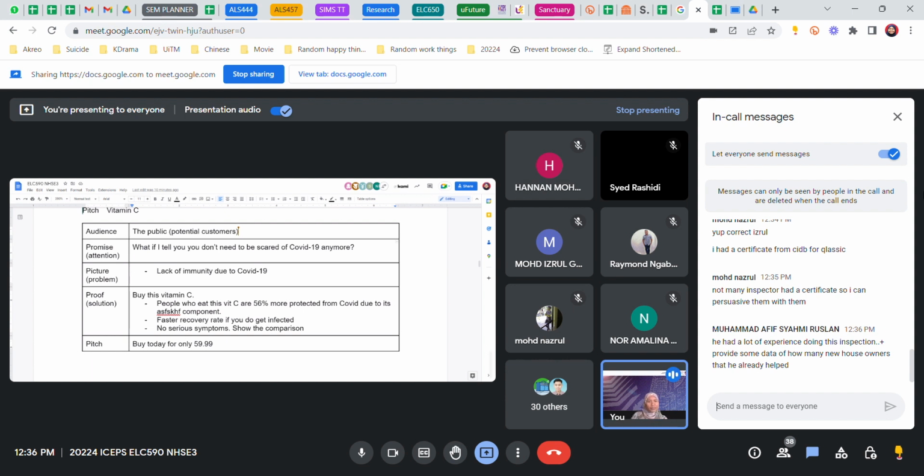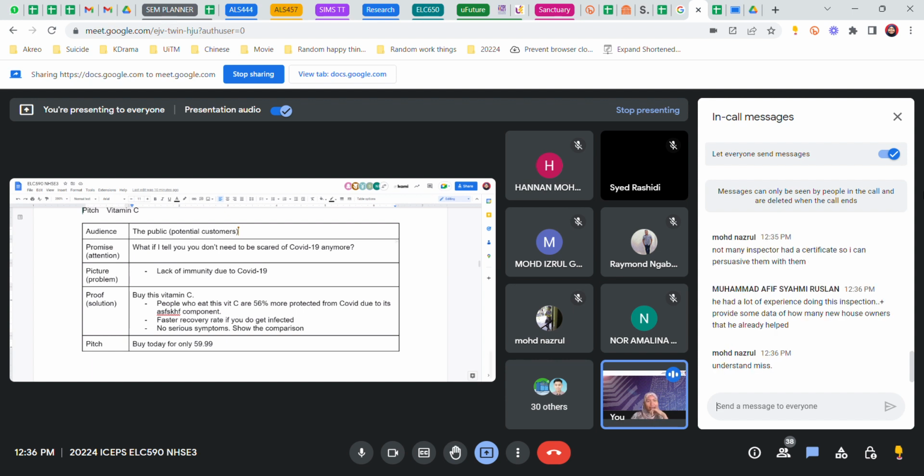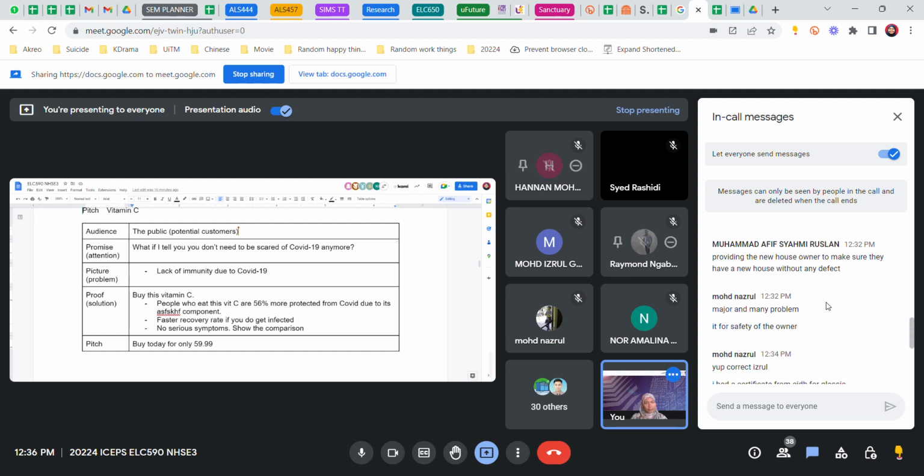Okay. Provide data how many house owners that he has already helped. So like basically the success rate. Okay, 100% all the reports that you submitted, your customers will get their house redone and very happy. Contoh. Okay. Return for money lah. Return for money. Okay. Alright.